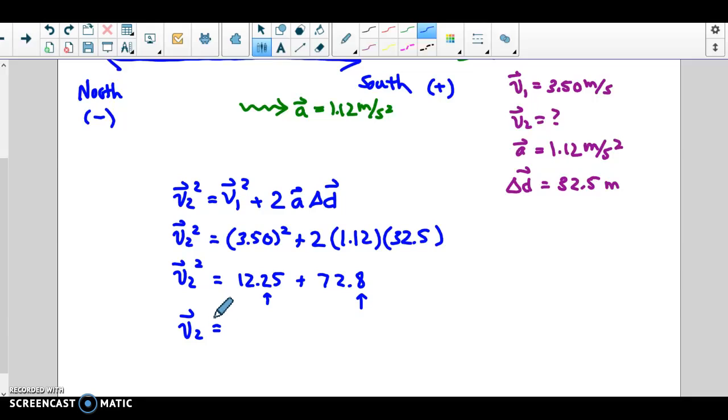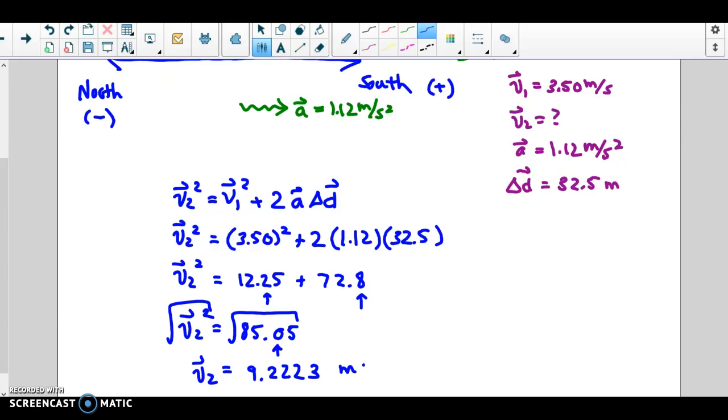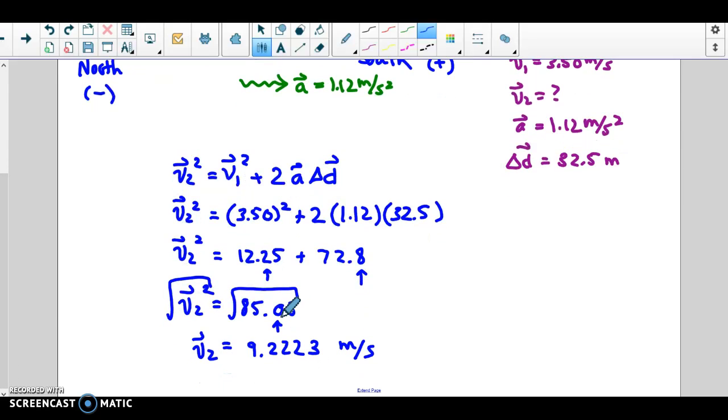So V2 squared is both of those numbers added together, 85.05. I'm going to round to the tenth place because if you look, the least precise decimal place for both of those numbers is the tenth place. The last step is to take the square root of both sides of that equation. The square root of that number is 9.2223 meters per second. Since I just took the square root of a number with 3 significant figures, I better round to 3 significant figures in the end as well.